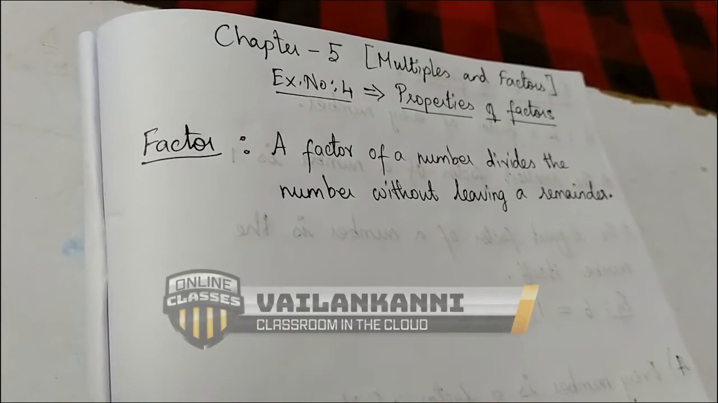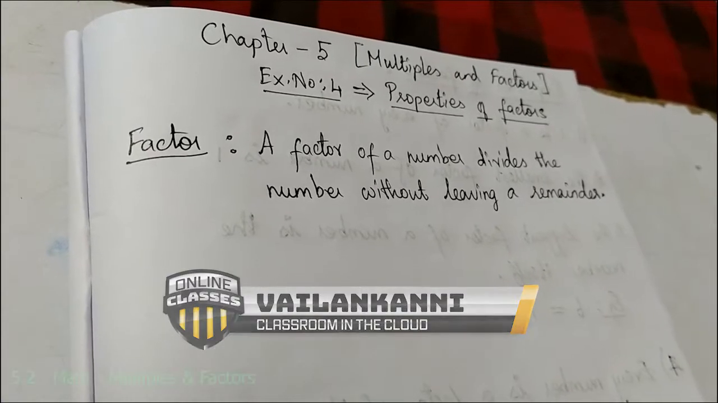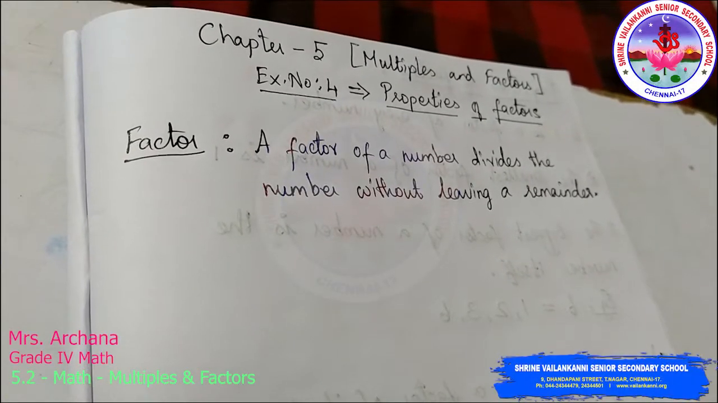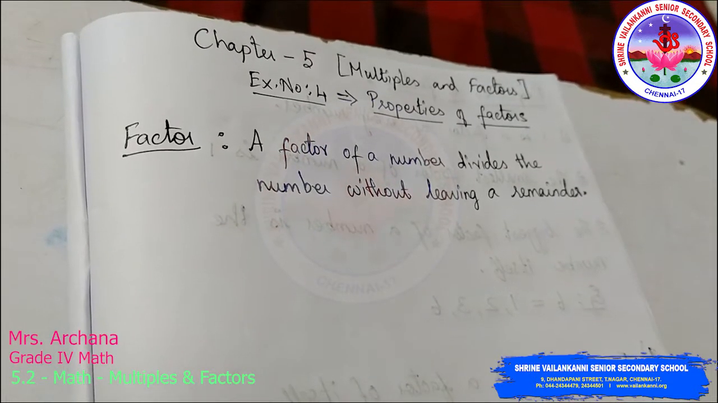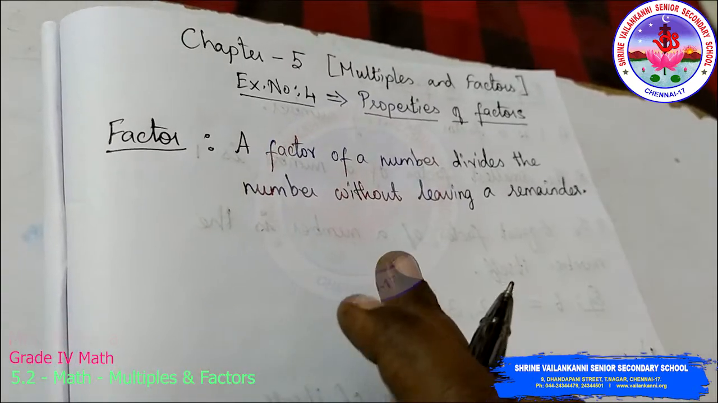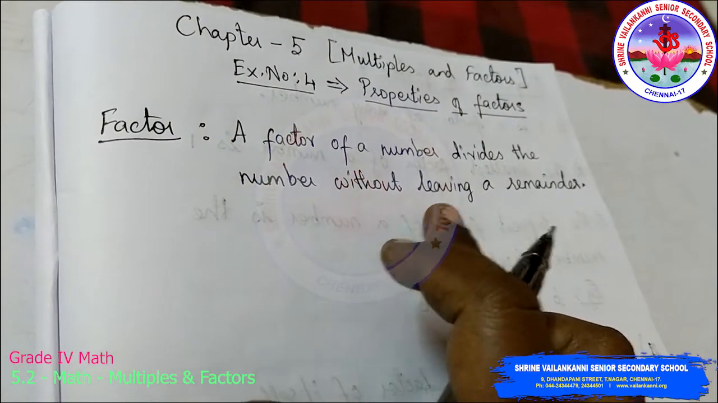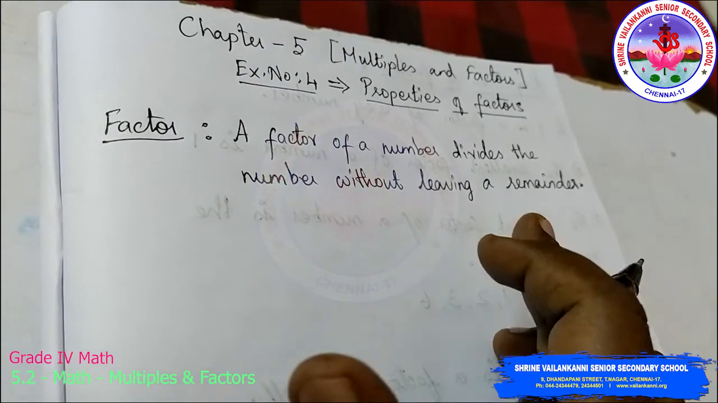Hi children, today we are going to continue with exercise 4, properties of factors. So under chapter 5, moving into the properties of factors, first we will see what a factor is. A factor of a number divides the number without leaving a remainder.